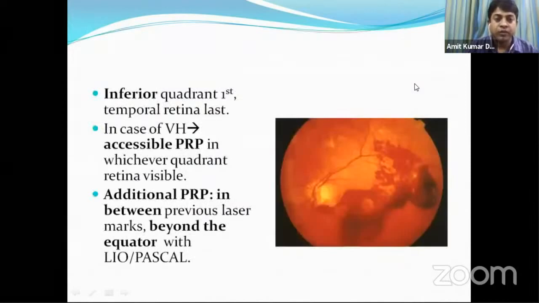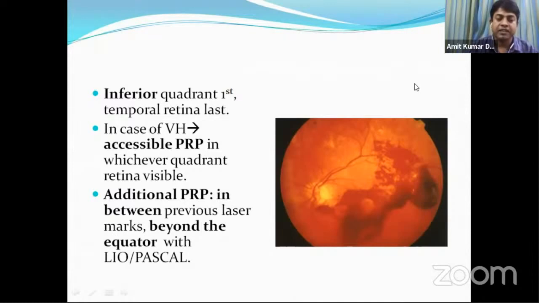So which quadrant do you do laser first? The inferior quadrant is done first, followed by the others, and the temporal quadrant will be the last. If there is a vitreous hemorrhage, most of the time it will accumulate in the inferior vitreous cavity. So the inferior retina may not be visible in those patients. So we can do accessible PRP in whichever quadrant the retina is visible, and then subsequently as the vitreous hemorrhage clears, we can do the inferior retina.